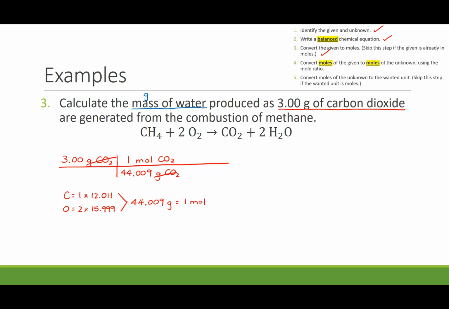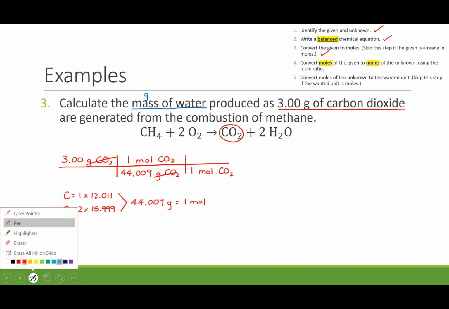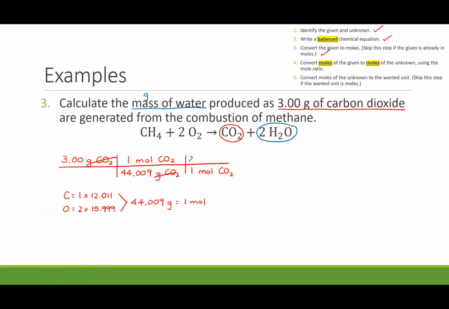The fourth step is to convert the moles of the given to moles of the unknown using the mole ratio. Well, let's start with the given. We got 1 mole of CO2. Since there's no coefficient, that means the coefficient is 1. And we are looking for water, and we have 2 moles of water. So 2 moles H2O on the top. And step 4 is finished.